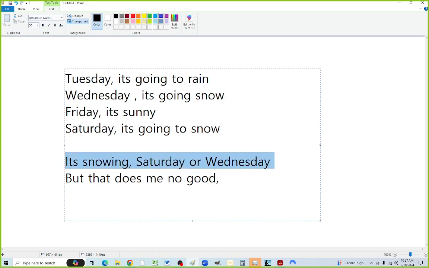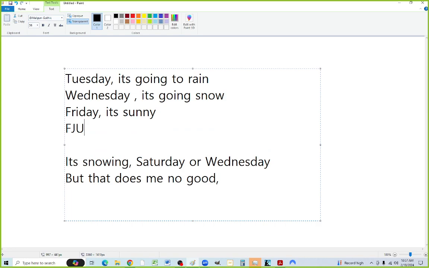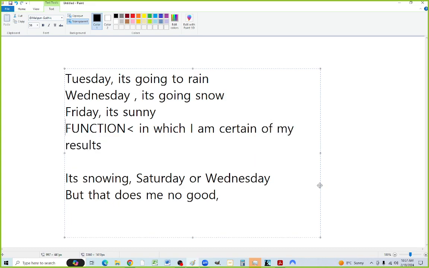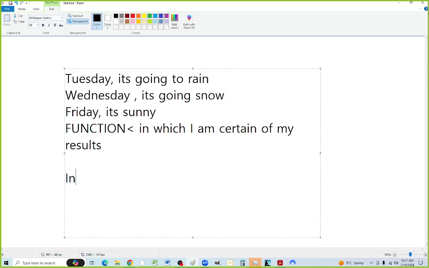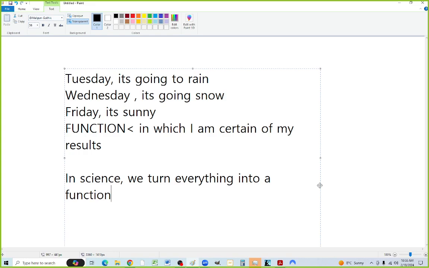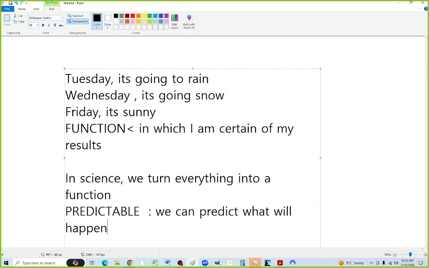This is an example of a relation where I can get 2 possible answers. And this here is an example of a function in which I am certain of my results. So a relation doesn't do you as much good as a function. And in science, we turn everything into a function, if we can. Because then it's predictable. We can predict what will happen in certain cases.